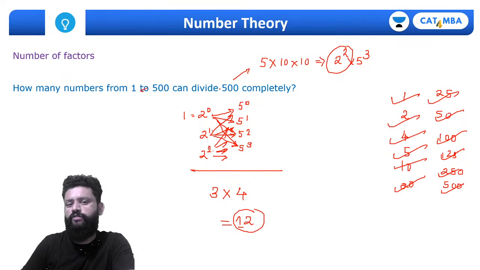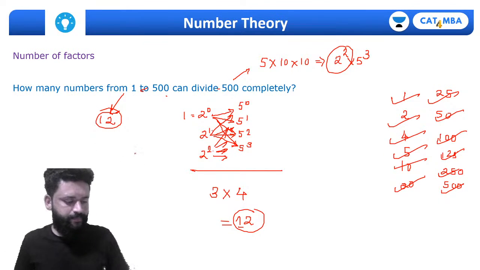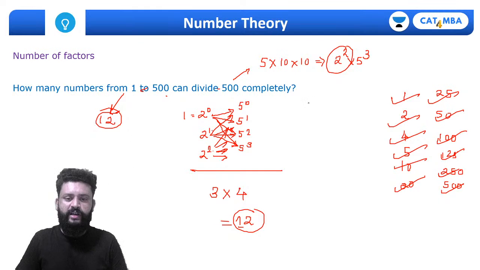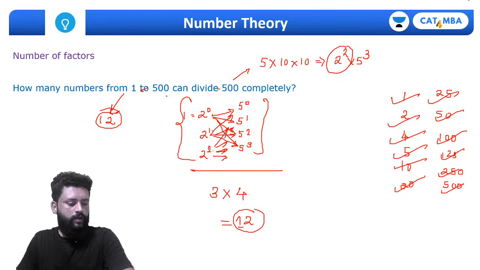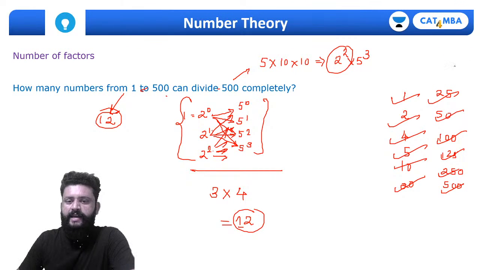So how many numbers from 1 to 500 can divide 500? The answer has to be 12. Have you understood the logic? Will you be able to remember this? Let me know in the comment section if you have any doubt.